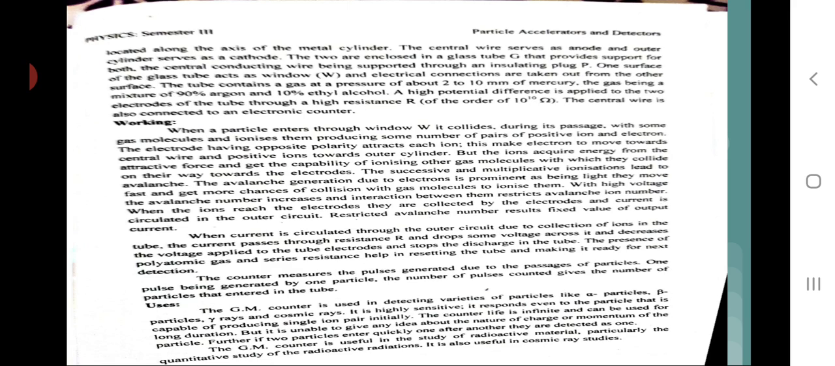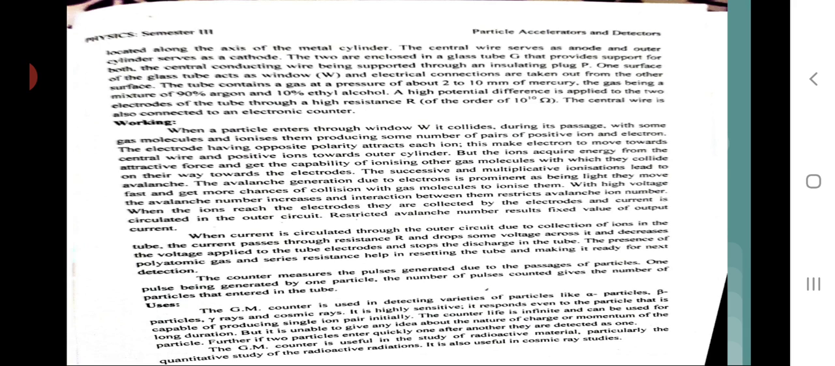Now, working. When a particle enters through window W, it collides during its passage with some gas molecules and ionizes them, producing some number of pairs of positive ions and electrons. The electrode having opposite polarity attracts each ion. This makes electrons move towards the central wire and positive ions towards the outer cylinder. But the ions acquire energy from the attractive force and gain the capability of ionizing other gas molecules with which they collide on their way towards the electrodes.